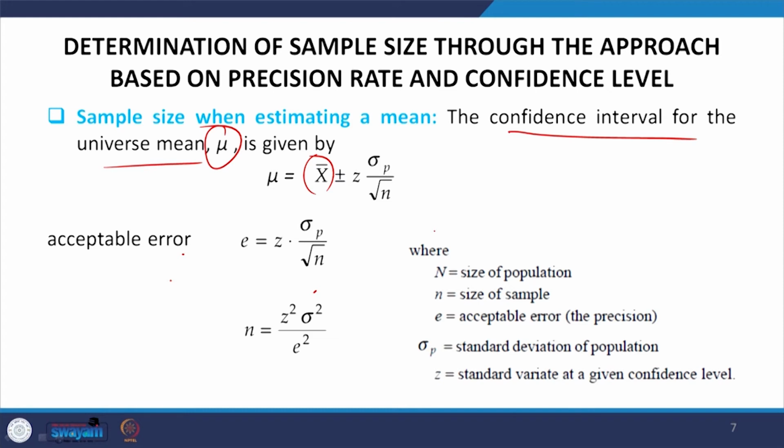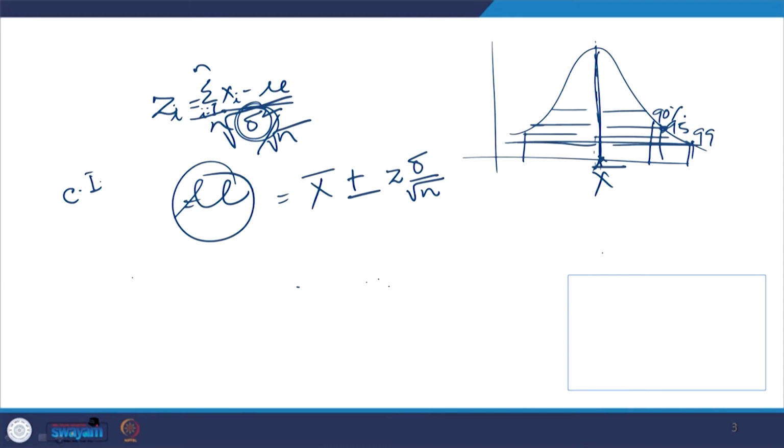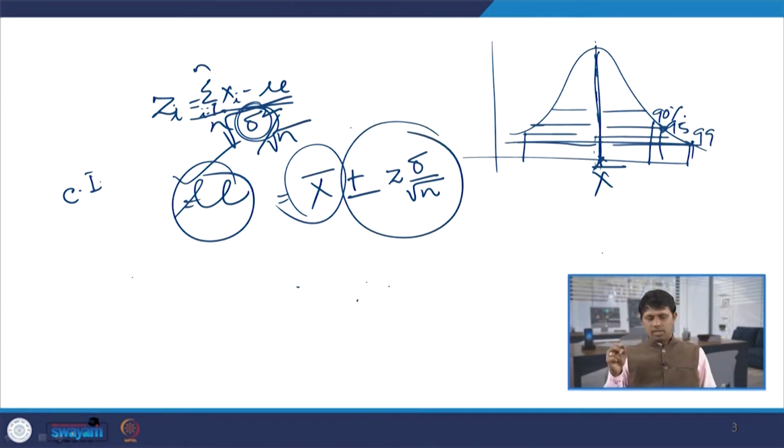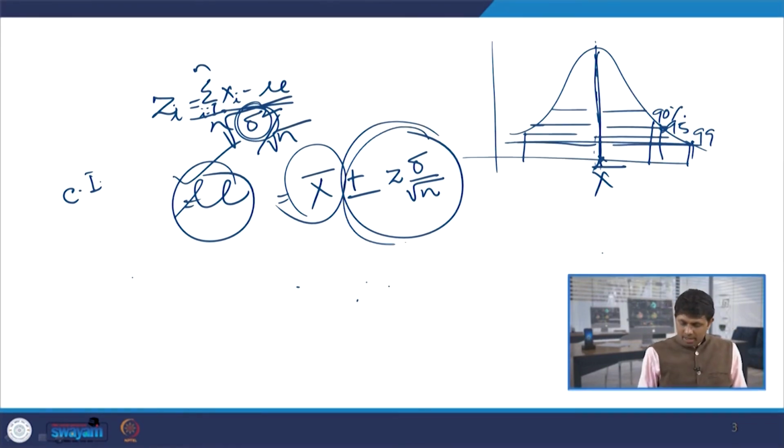So now from here, if I flip the equation, what is the error here? Basically your population mean, or the universal mean, is centered around the sample mean, that is x bar, with an error of z times sigma of 1 upon square root of n, okay. So this is basically the extent of error we have, the margin of error. The precision we are going to find out is actually through this.